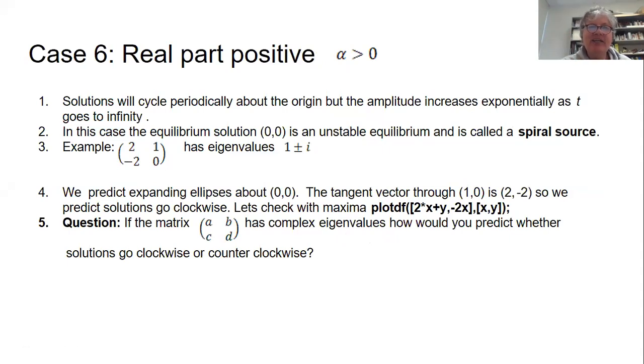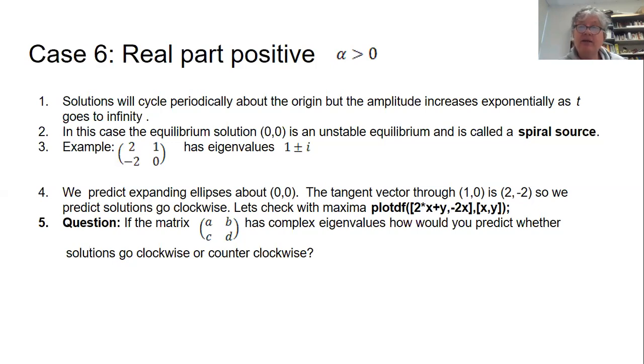Okay, and then finally, let's have a look at the real part being positive. Again, they're going to cycle periodically about the origin, but now the amplitude is going to increase exponentially as t goes to infinity. So this is going to be like the previous case, except the arrows are going to go the other way. Okay, the equilibrium solution is an unstable equilibrium, and it's called a spiral source.